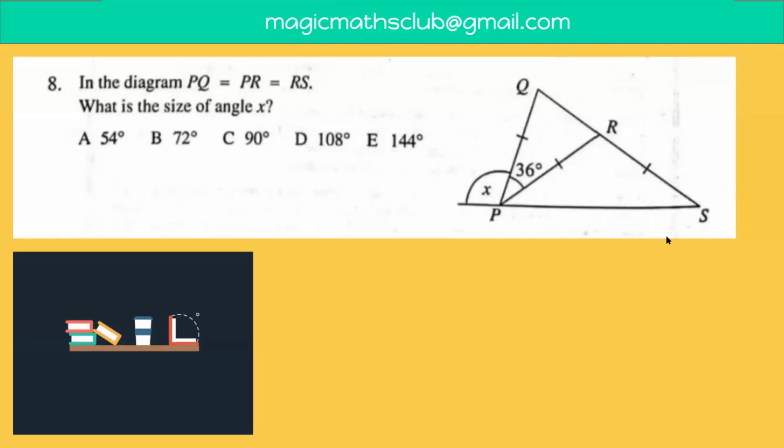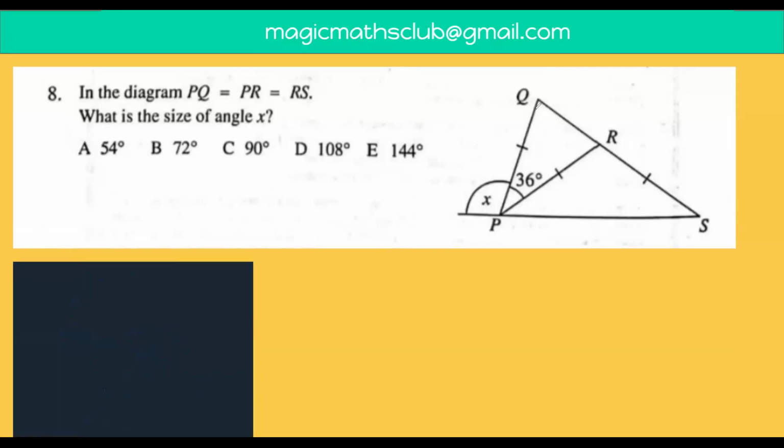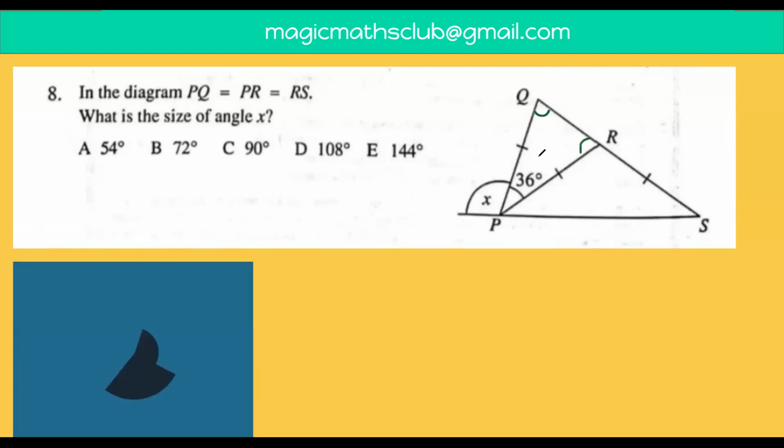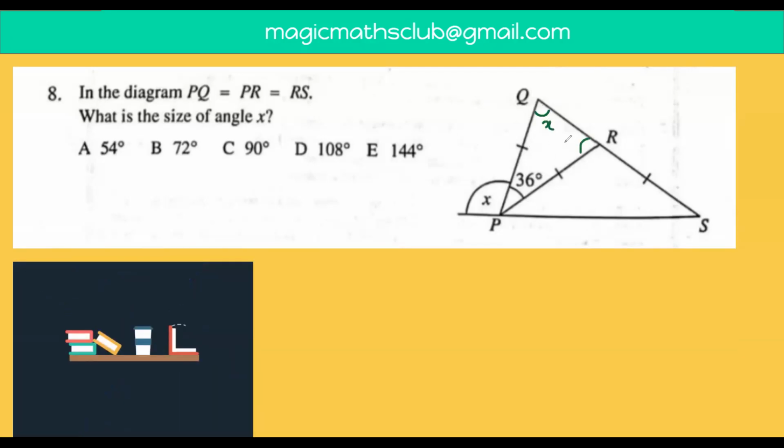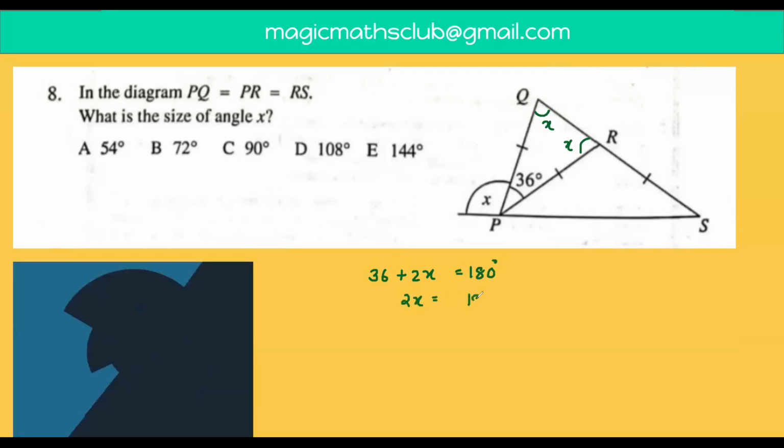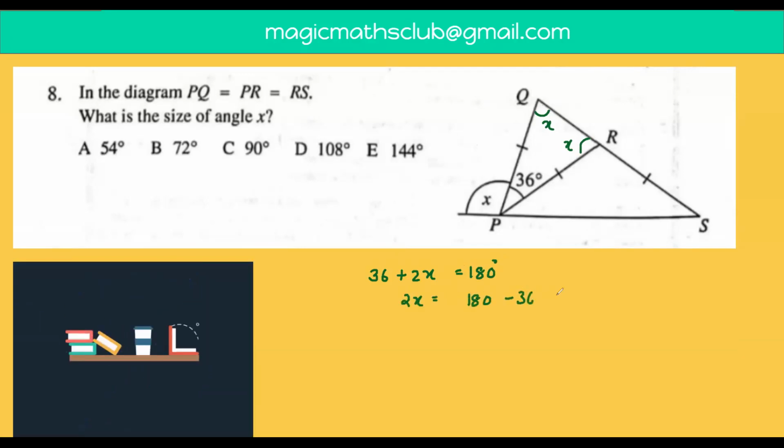So now when you see this question in the triangle, PQ equal to PR, means these are all equal, means this is an isosceles triangle. So here what will happen? This is X, this is X. So 36 plus 2X equal to 180 degrees. So can we solve? 2X is equal to 180 minus 36. So this gives you 144 and that gives you X as 72 degrees.